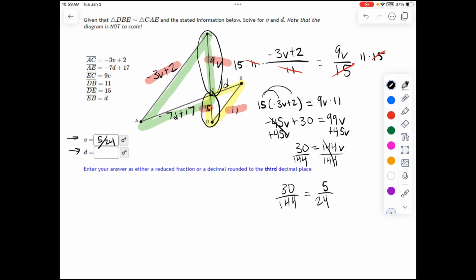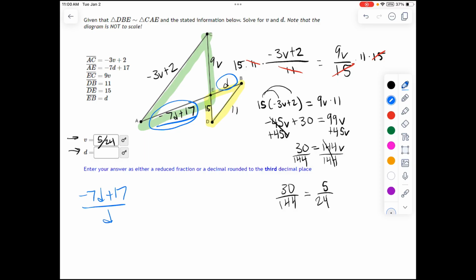Alright, so that is one variable down and one to go. Let's take out some of these extra little highlights. Last thing we need to do is solve for our d's, right? First off, those are corresponding sides. Our negative 7d plus 17 corresponds to just d. And then for the other side, we can pick whatever proportion we want. We could do 9v over 15 again, or you could do the negative 3v plus 2 over 11. It's an either or. It's not going to matter.